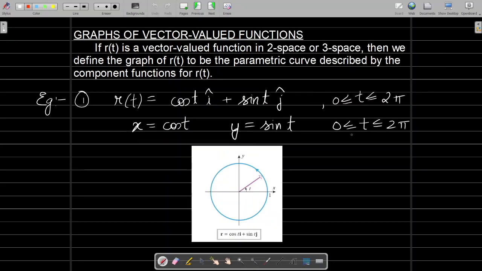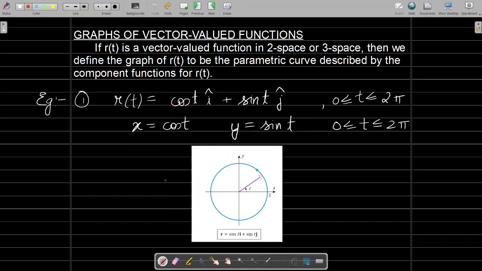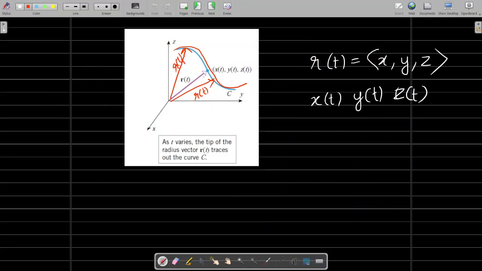For an example, consider the function r of t equal to cos t i plus sin t j. So here x of t is cos t, y of t is sin t. You know in parametric equations, x equal to cos t, y equal to sin t represents a circle. So the graph of r of t equal to cos t i plus sin t j is the circle given here. To graph a vector valued function, you just write down its components x of t, y of t, z of t, and you will get the parametric equations of the graph. You can use software to plot such functions.